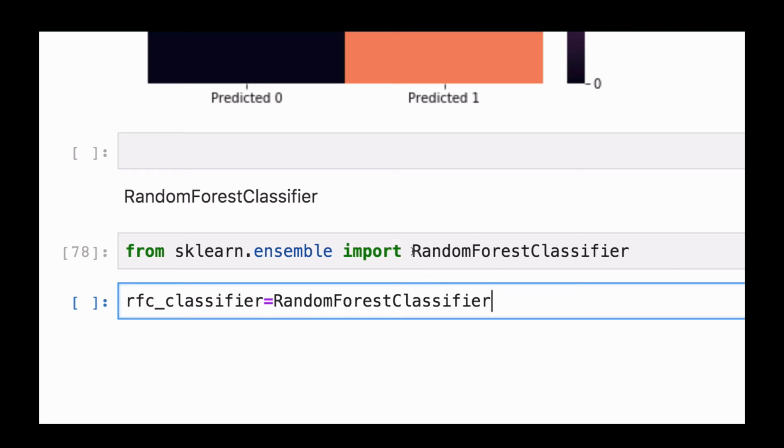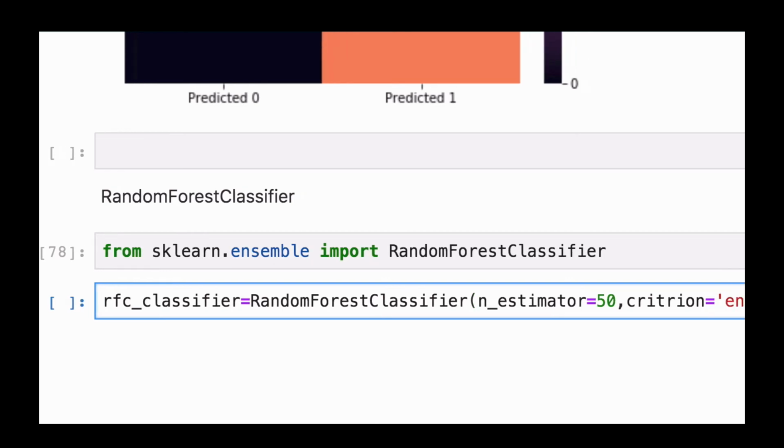And then there's something called the n_estimators, that is the number of estimators. I'm going to set that to say 50. Then I'm going to decide the criterion, and I'm going to say use entropy.